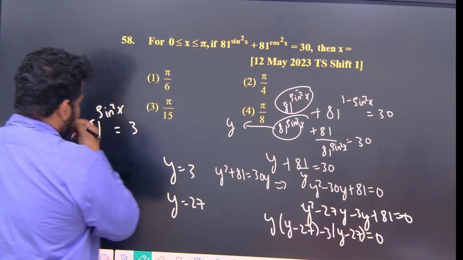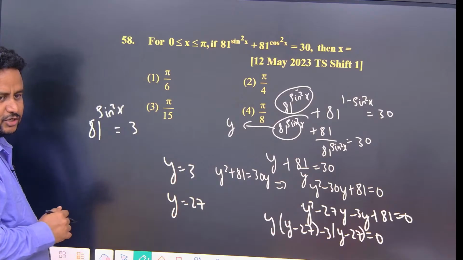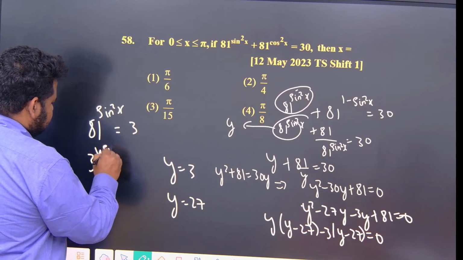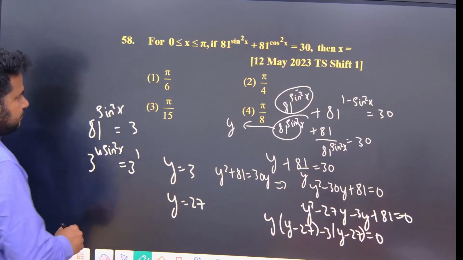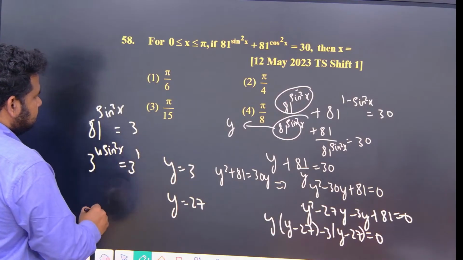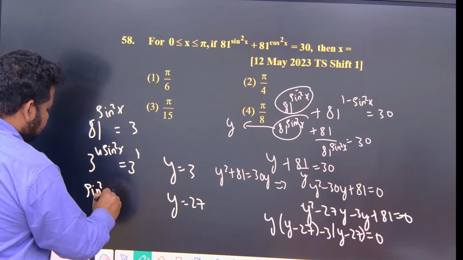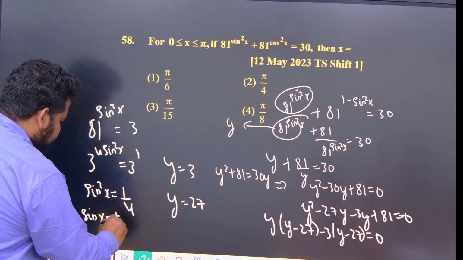Let me take 3 first. Correct? So 81 can be written as 3 to the power of 4. So 3 to the power of 4 sin square x is equal to 3. Now we are having this one. So sin square x is equal to 1 by 4. So sin x is equal to plus or minus 1 by 2.